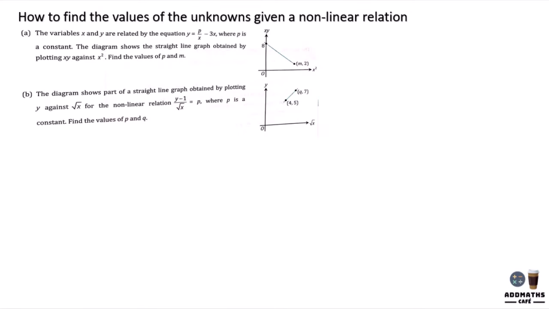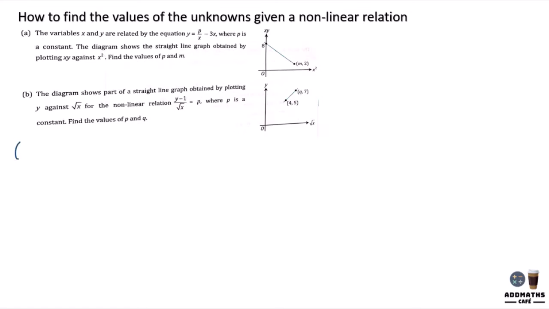the values of the unknown given a non-linear relation. So in this case, the variables x and y are related by the equation y equals p over x minus 3x, where p is a constant. The diagram shows the straight line graph obtained by plotting xy against x squared. Find the value of p and m.